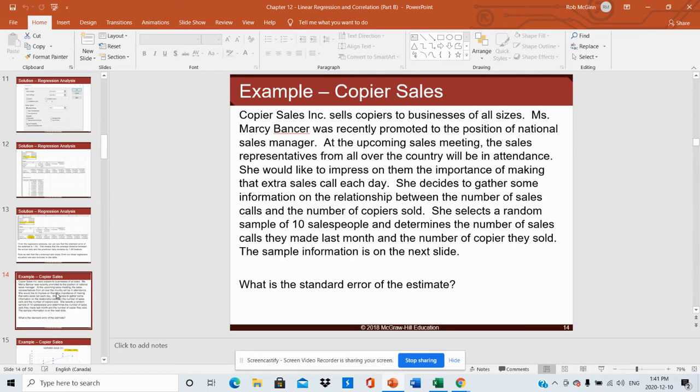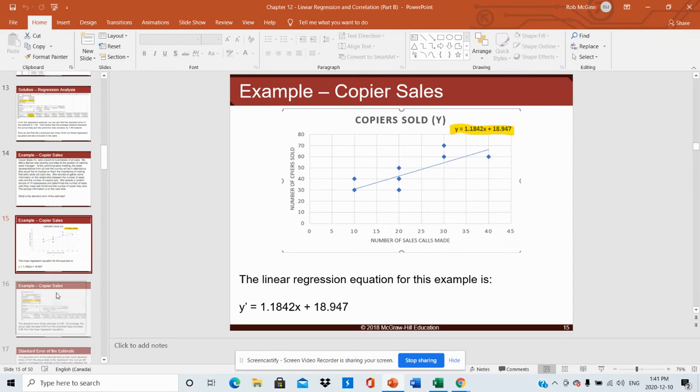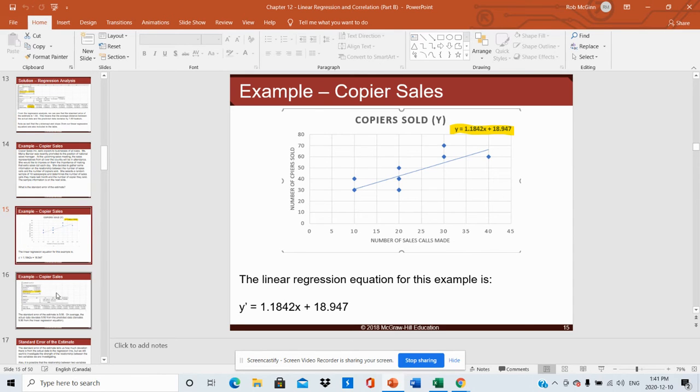All right, hopefully you've had a chance to create the regression analysis table for this example, and you've had a chance to find out what the standard error of the estimate is. This was what we did in the last class. We created our scatter diagram, inserted the trend line, and then added in the linear regression equation. Now we go and we create the regression analysis table.